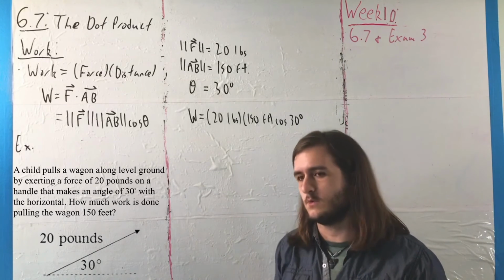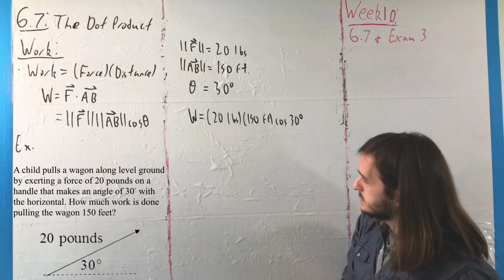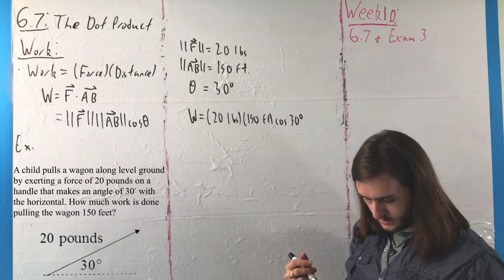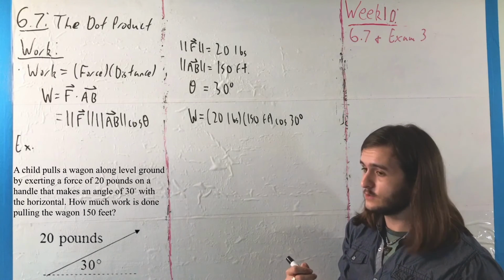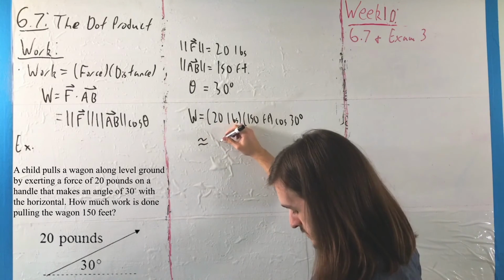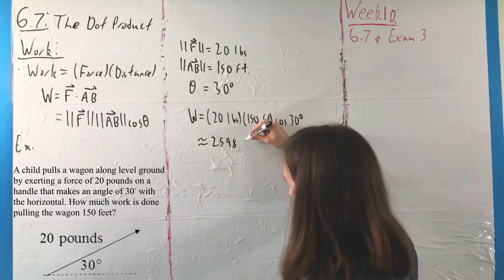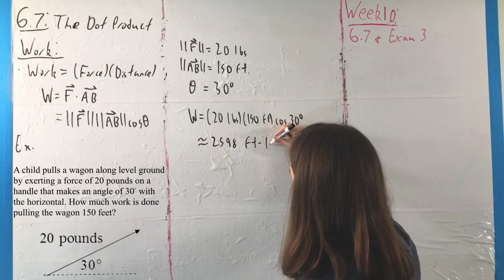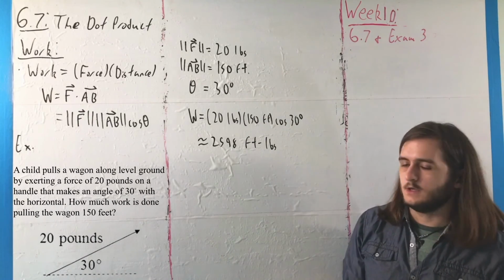where 30 degrees is one of those nice known values. It's just not a pretty one. It's going to end up being root 3 over 2, and 20 times 150 will get you to about 3,000. So we're going to end up with approximately 2,598 foot-pounds of work.